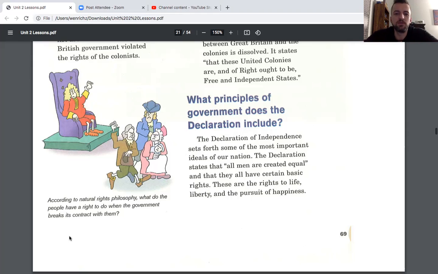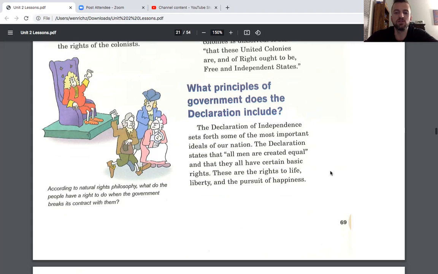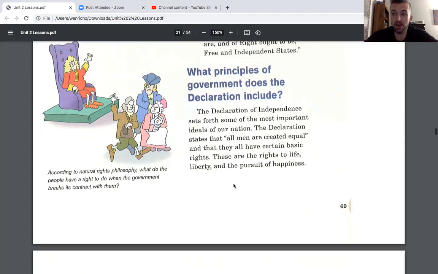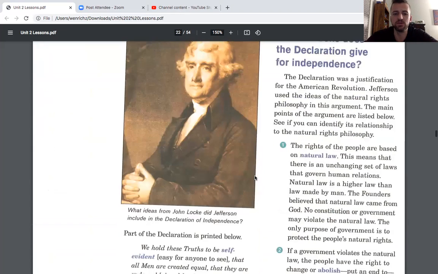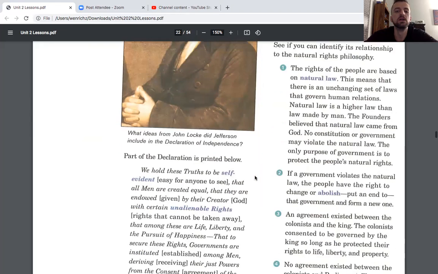What principles of government does the Declaration of Independence include? The Declaration sets forth some of the most important ideals of our nation. The Declaration states that all men are created equal and that they all have certain basic rights. These are the rights to life, liberty, and, just kidding, pursuit of happiness. That's an interesting switch there. Switch from property to the pursuit of happiness.